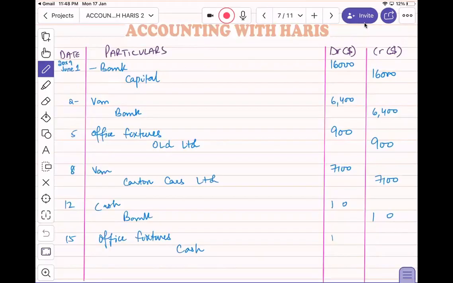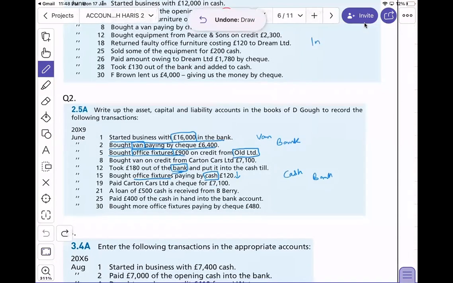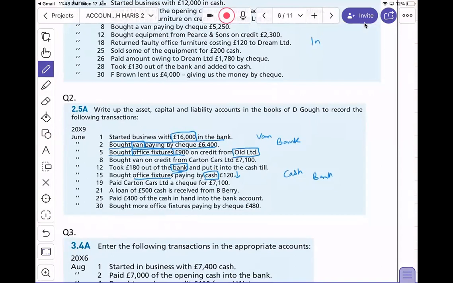Now, if we do other transactions as well, really quickly: 19th, paid Carton Cars Limited a check for 7,100. So if we pay a check, the money in our bank account would decrease. Bank is an asset, so if an asset decreases, that gets credited. So bank would get credited. But then what is going to get debited? Carton Cars Limited.